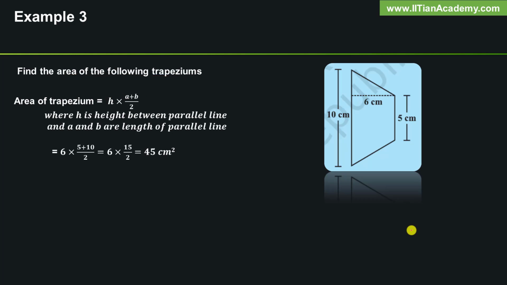Let us use the concept learnt to find the trapezium area. Here, clearly we can see A is 5 centimeters, B is 10 centimeters, and height is 6 centimeters. Hence, the area of this trapezium is height into half of the sum of parallel sides. Hence, this is 45 centimeters square.